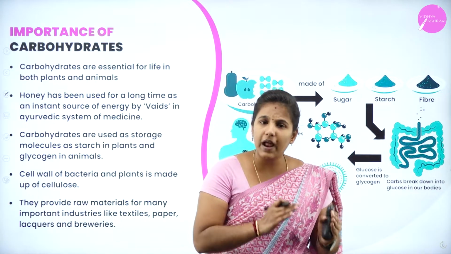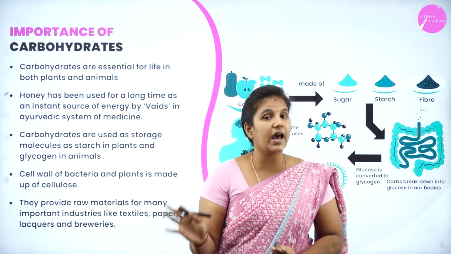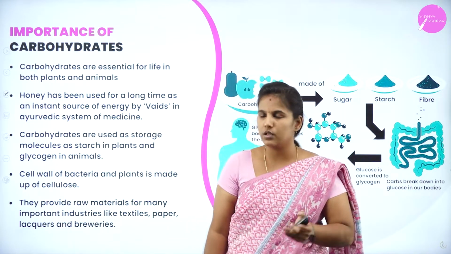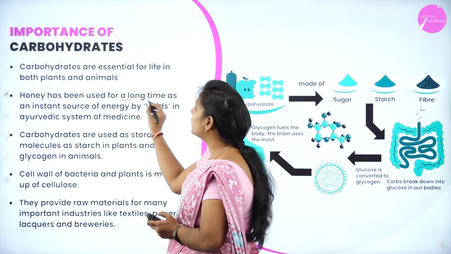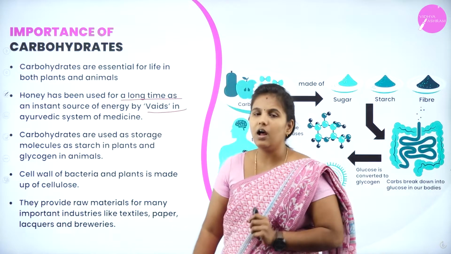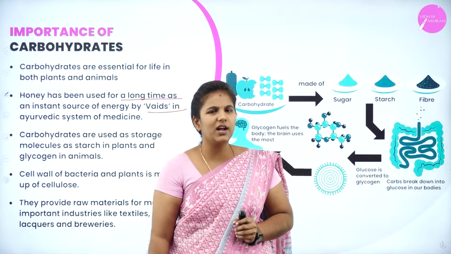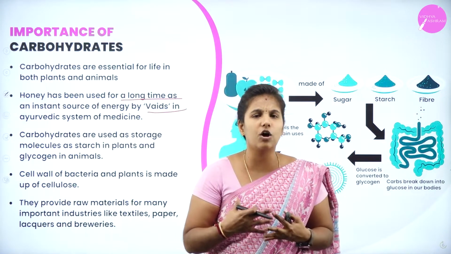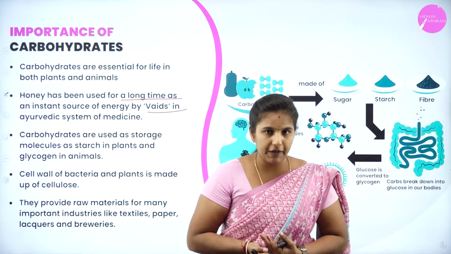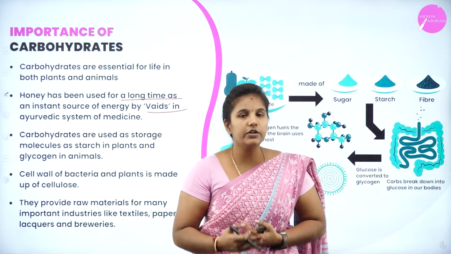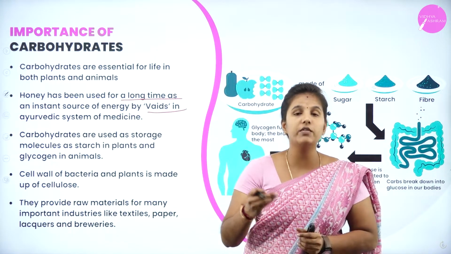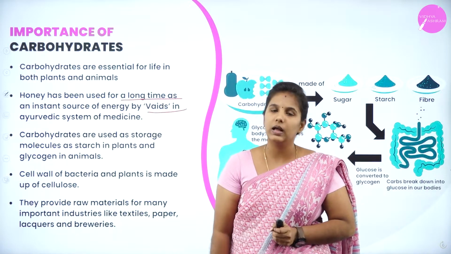And not only for plants, it gives rise to energy; in the case of animals also it provides a lot of energy in the form of glucose. Then honey has been used for a long time as an instant source of energy in the Vedas, especially in the Ayurvedic system. You would have seen that in making Ayurvedic medicines they use honey as one of the basic sources for their preparation. So it is another good example of a source of carbohydrate, which is also used in Ayurvedic medicine for the preparation of medicines.